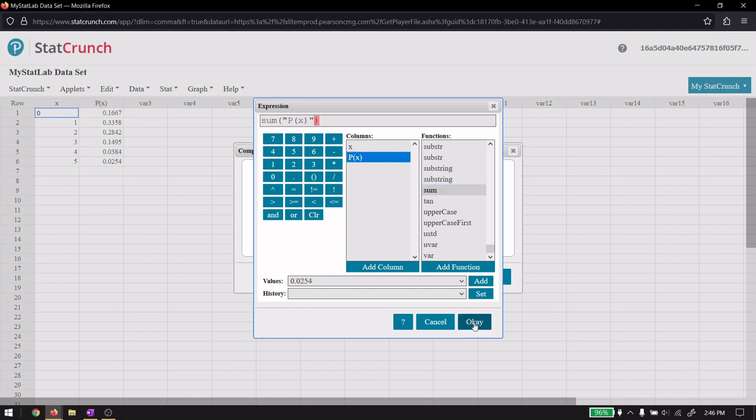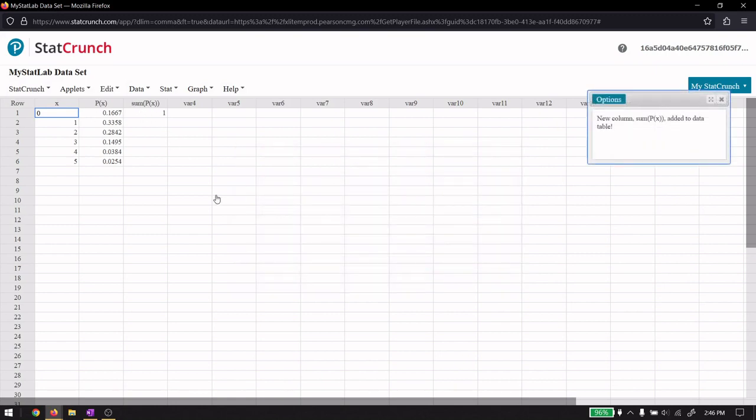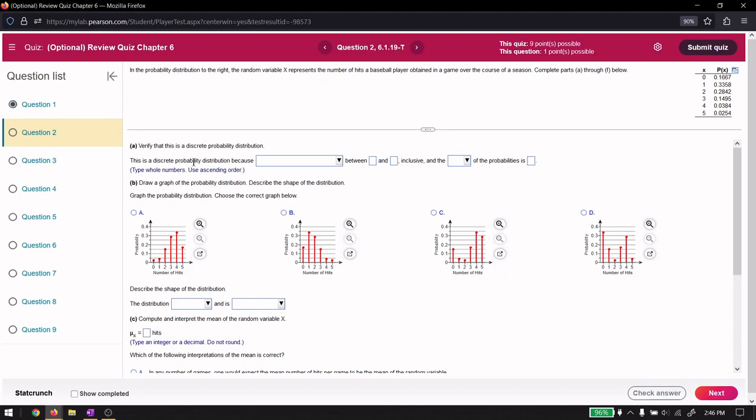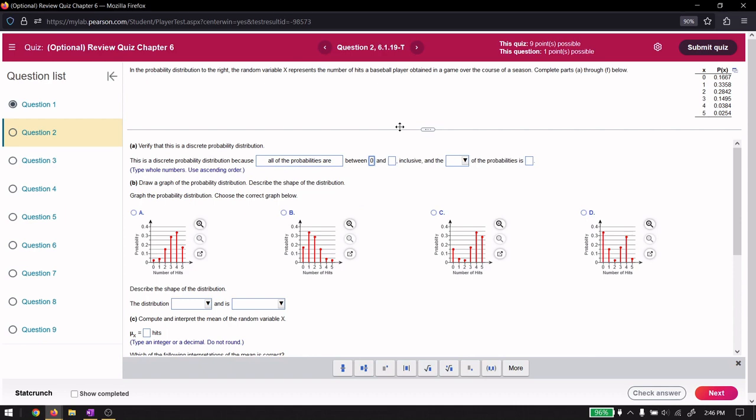If we just sum up the column, as you can see, we get 1. So yes, this is a discrete probability distribution. All probabilities are between 0 and 1, and the sum of them is equal to 1.